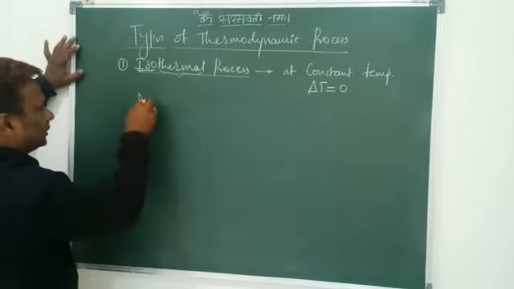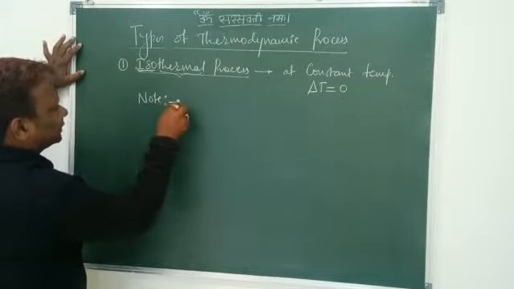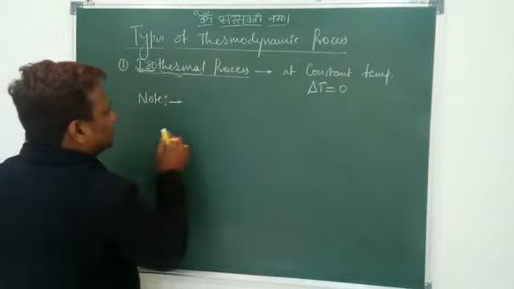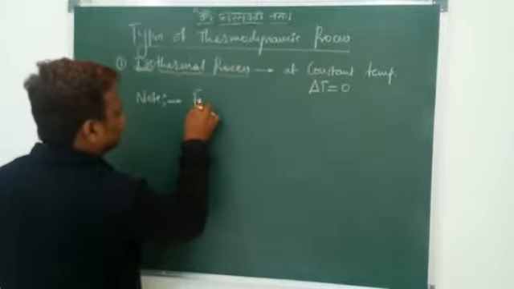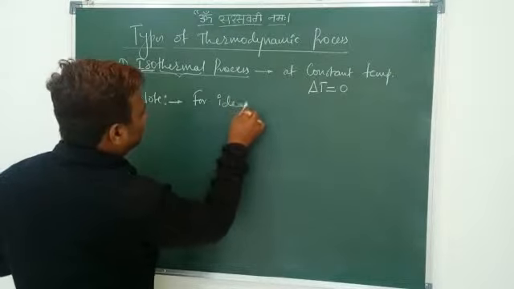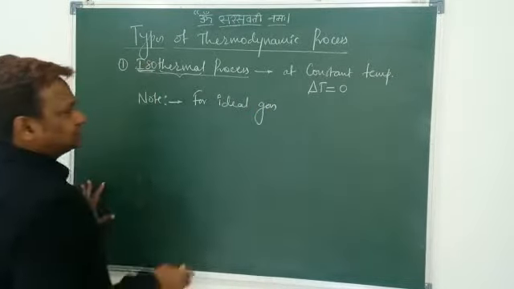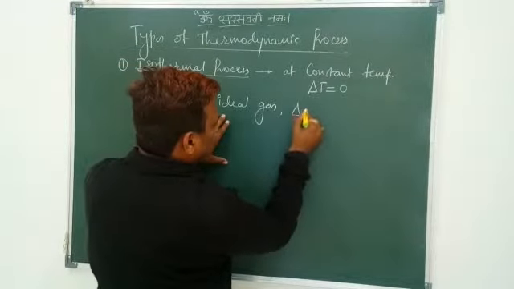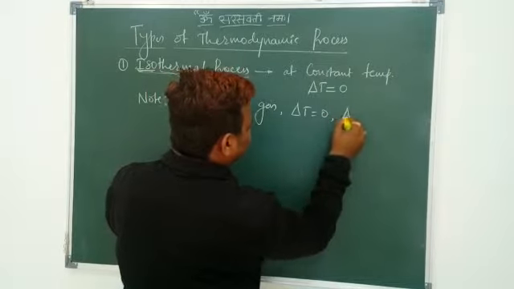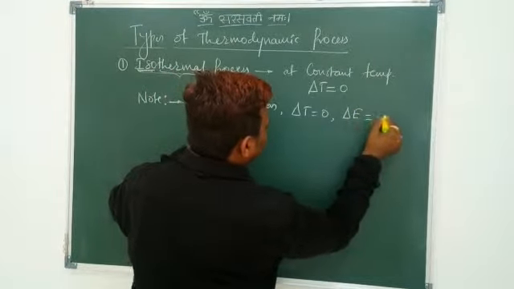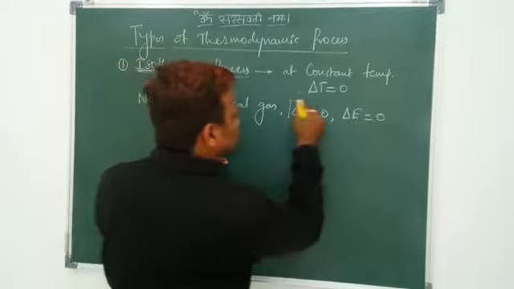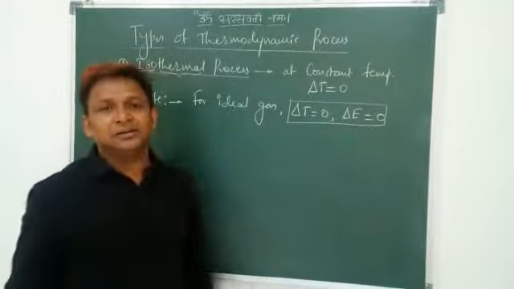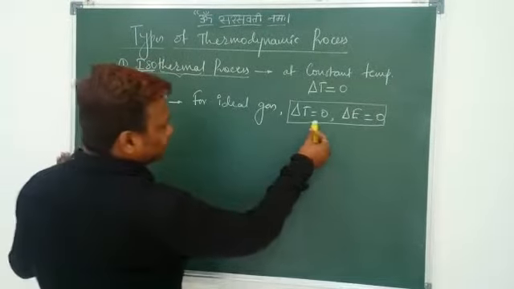And one more point you remember, this is a very important point from the IIT point of view. In mains they used to ask about the isothermal process for an ideal gas. For an ideal gas, an isothermal process means delta T equal to 0, and with that we should consider delta E, the change in internal energy, is also equal to 0. Change in temperature 0, change in internal energy 0. Why is it like that? Delta T 0 means delta E 0.